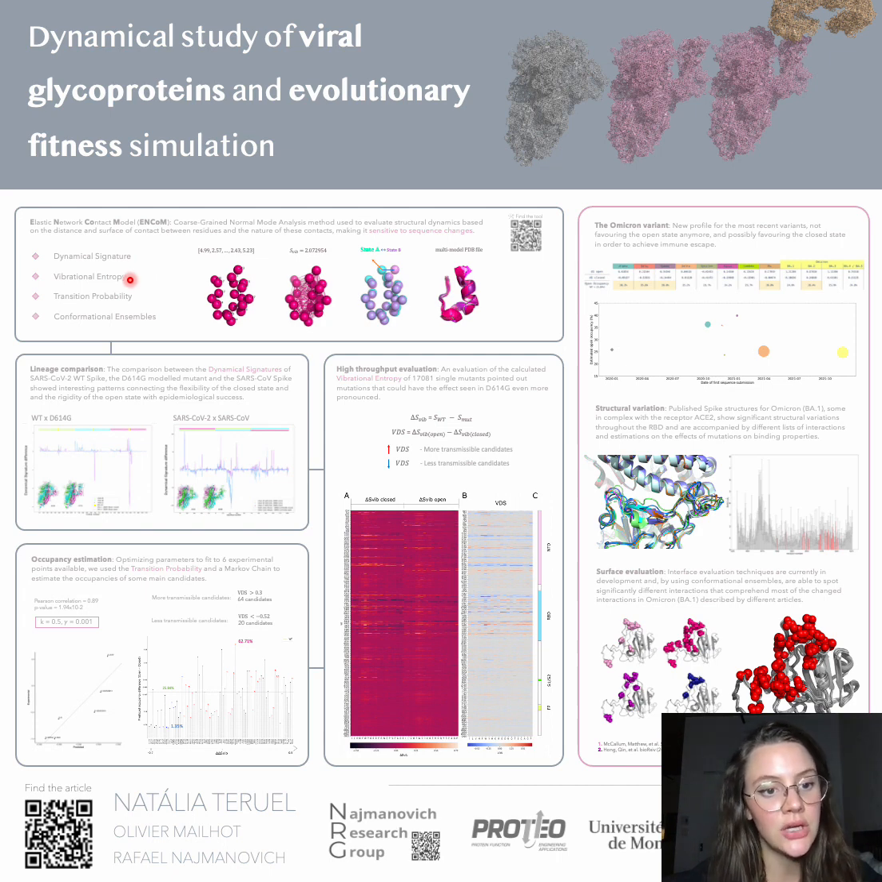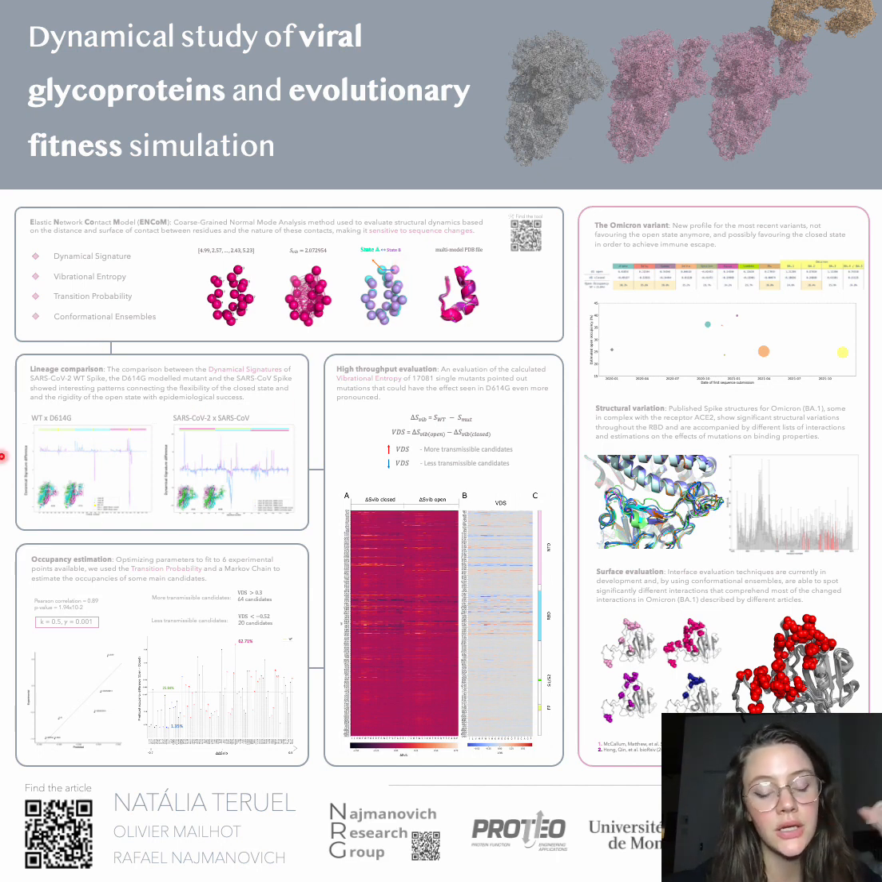Second function is the vibrational entropy, which is a measure of the full flexibility of this structure. Third is transition probability, which looks at how the eigenvector that describes the movement of each one of those residues is overlapping with the movement needed to go from one conformation to the other. And the conformational ensembles that generates a group of slightly different structures based on the normal modes and the possible mutations, possible motions of those residues.